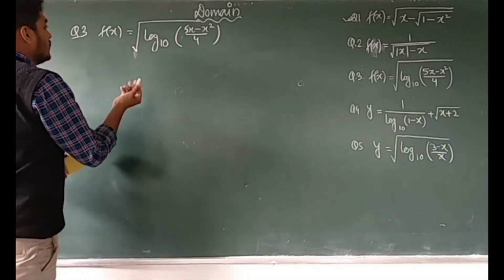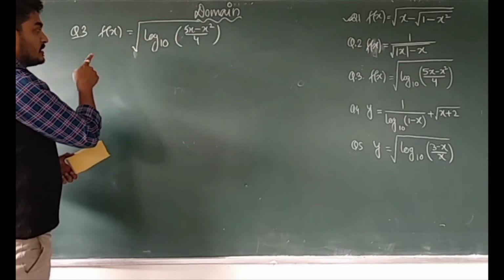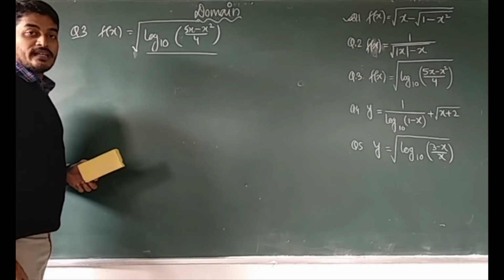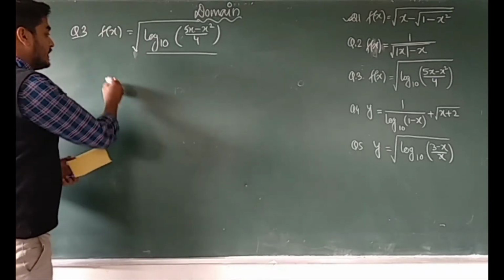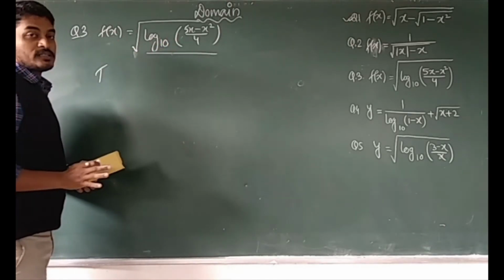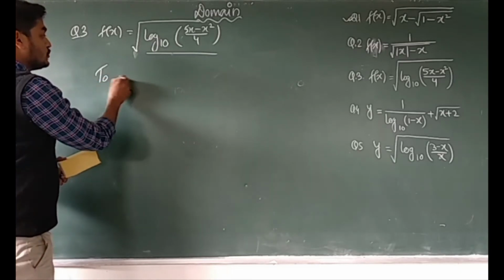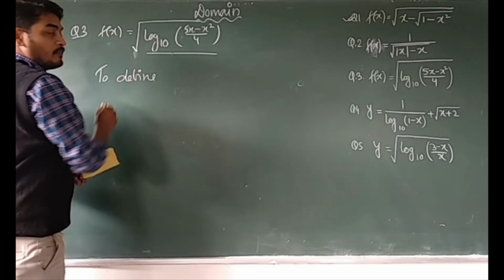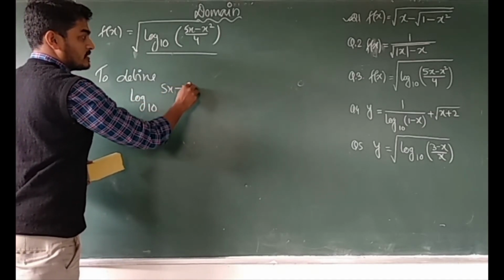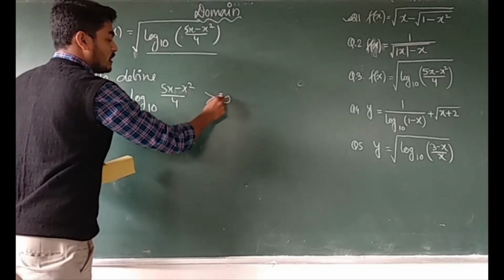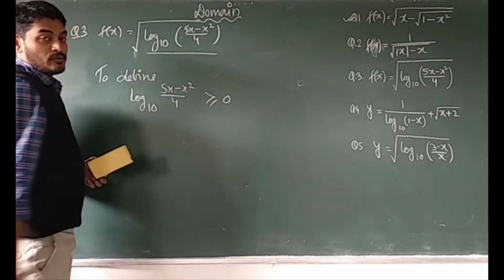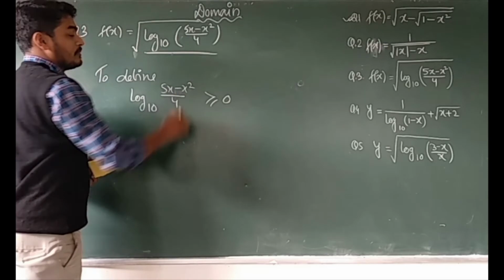Very simple procedure. First of all, as it is a square root function, remember that the term which lies under the square root can never be negative. If it is a negative quantity, then it will be a complex number. So to define the function, log base 10 of 5x minus x squared by 4 should be greater than or equal to 0. This one may be equal to 0, no doubt. But remember, this expression can never be negative.